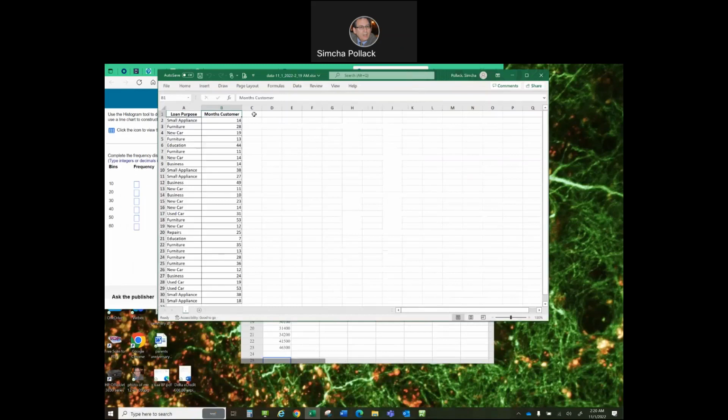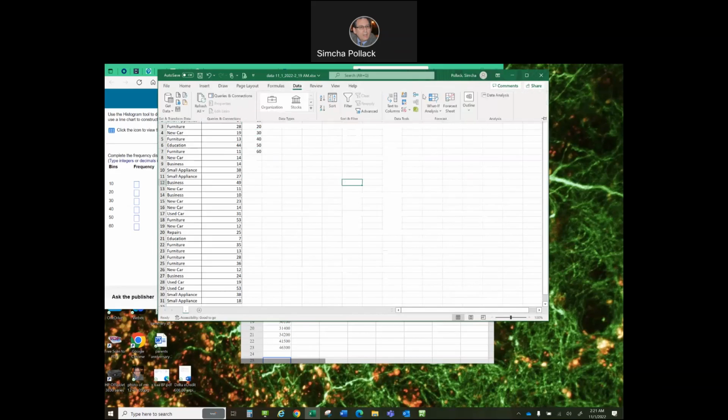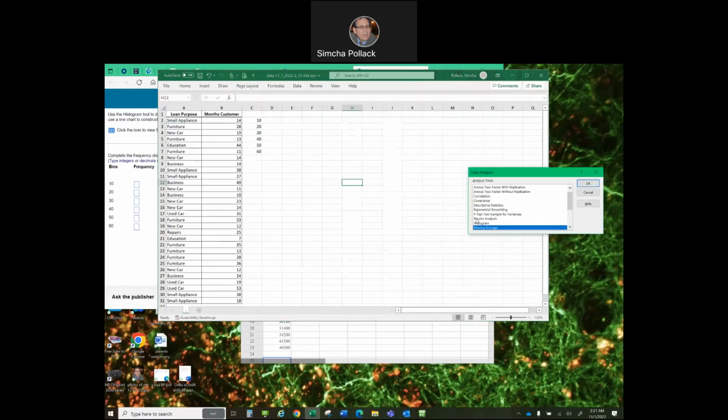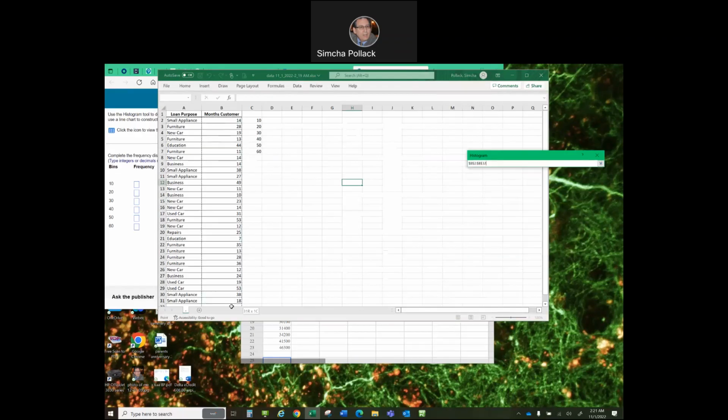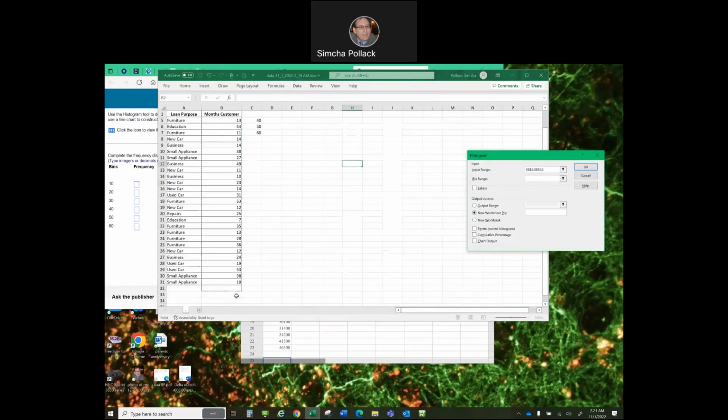So first you have to put down the bins. The bins are 10, 20, 30, 40, 50, and 60. So far, so good. Then you go to data, data analysis, histogram. You want the input range. It goes from line number 2 down to line number 31.